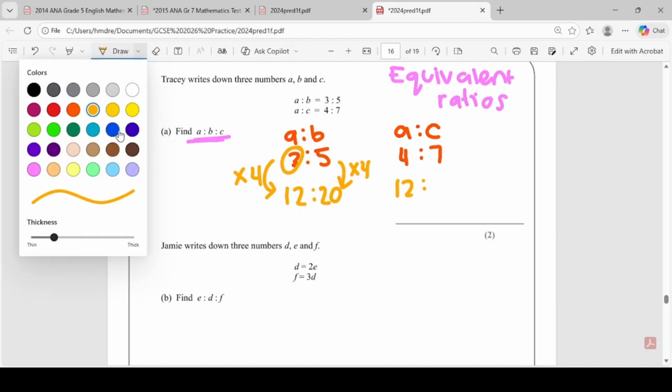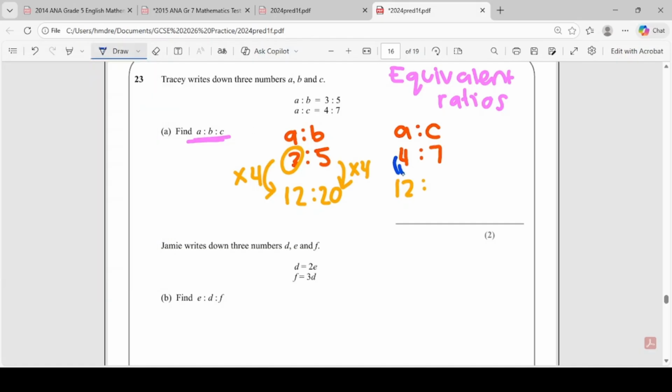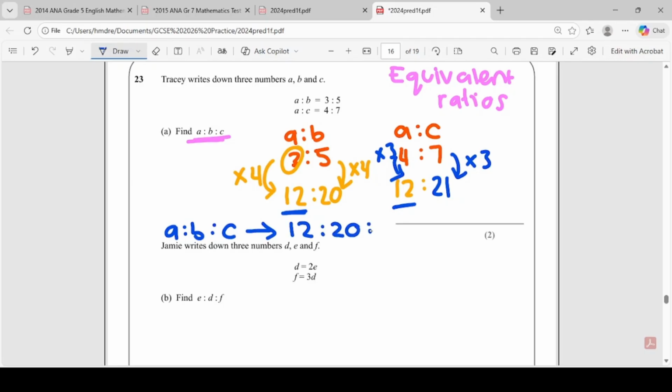Okay, so what do I times 4 by to get 12? So 4 times 3 gives me 12. So on this side, 7 times 3 gives me 21. And then we can see A is the same here as it is here. So now we can just write these ratios next to each other. So A to B to C is going to be A is 12, B is 20, and C is 21.